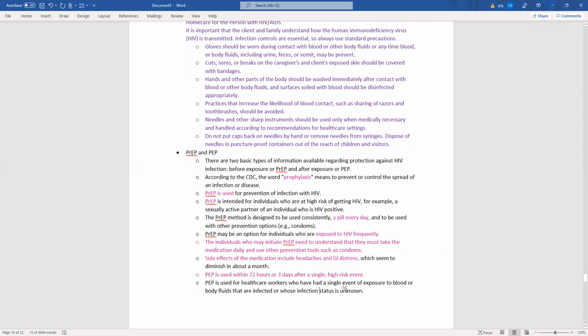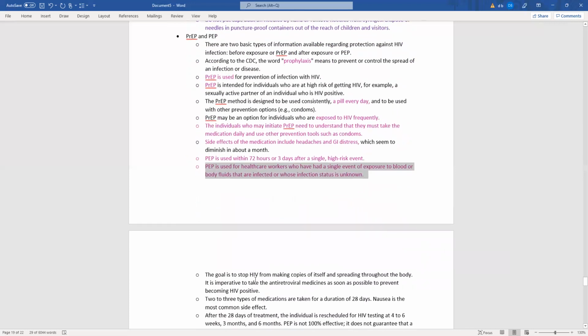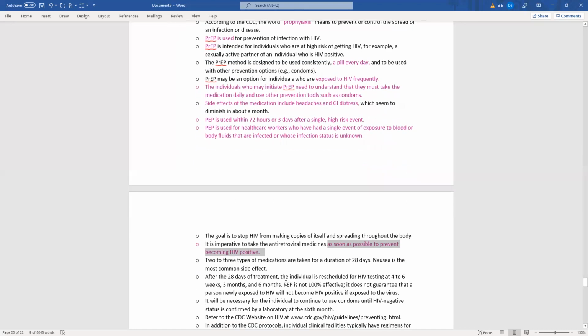This sounds like a plan B. The goal is to stop HIV from making copies of itself and spreading throughout the body. It is imperative to take the antiretroviral medicine ASAP to prevent becoming HIV positive. Sounds just like a plan B trying to prevent you from getting pregnant. 2 to 3 types of meds are taken for a duration of 28 days.